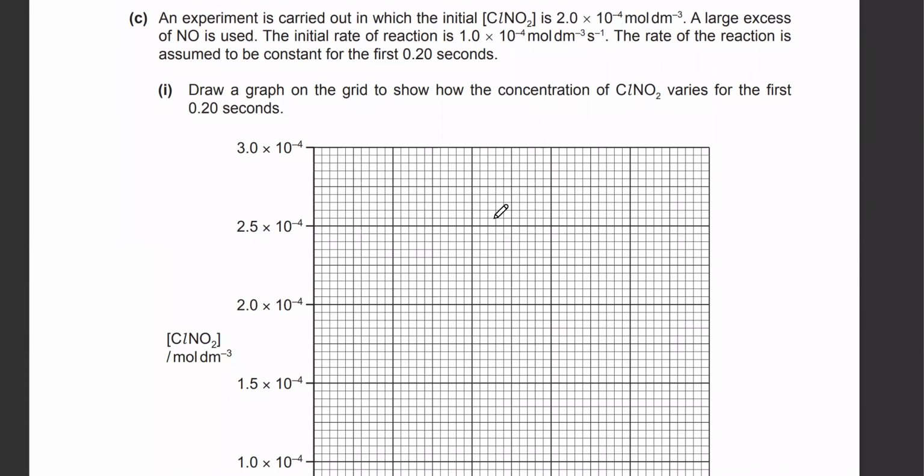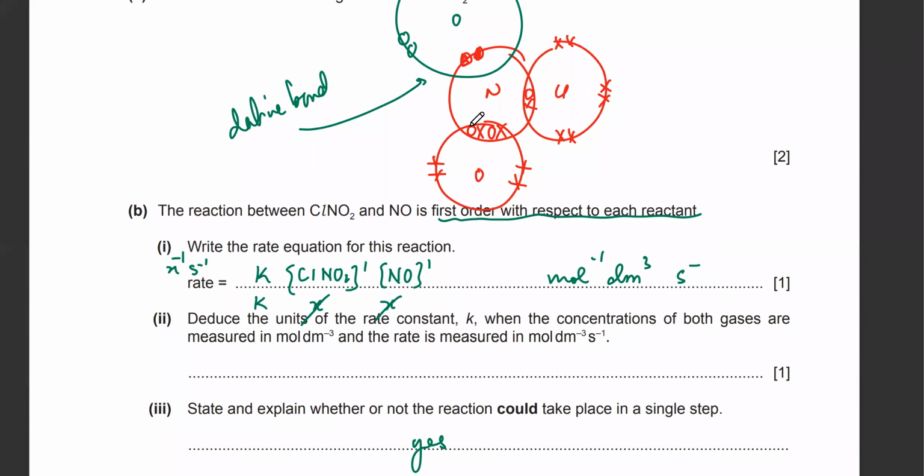And then you have experiments carried out using an initial concentration of 10 power minus 4. A large excess of NO is used. The reason you use a large excess of NO is so that one of the reactants becomes constant. So that means your rate is now only dependent on the concentration of ClNO2. NO is going to be completely absent from the effect because it's in large excess and its concentration would be kind of constant.